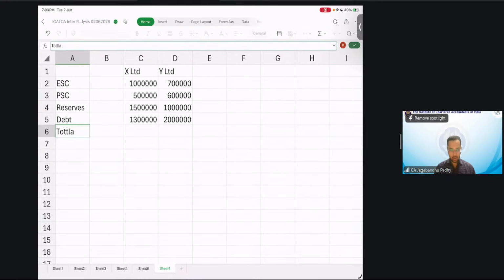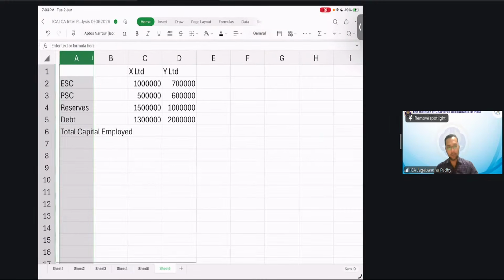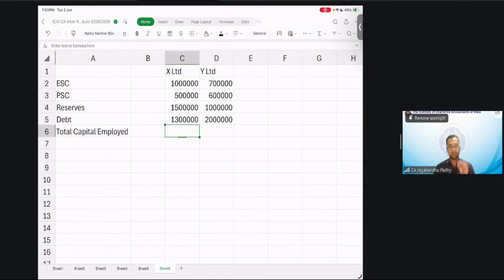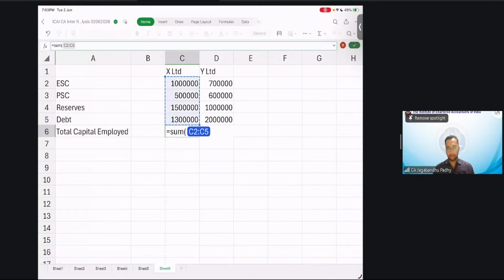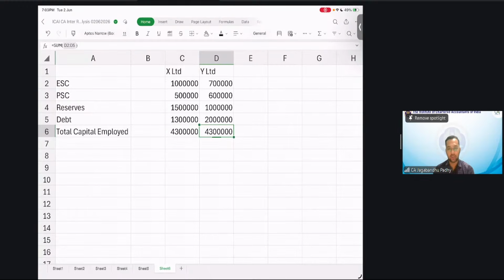So we have the total capital employed. For X Limited, total capital employed is 43 lakh. This is also 43 lakh. So total capital employed by both the companies is one and the same. Just their capital structure is a bit different. I mean, the amount of equity and debt they have, that's the difference. Otherwise, total capital employed is one and the same for both the companies.